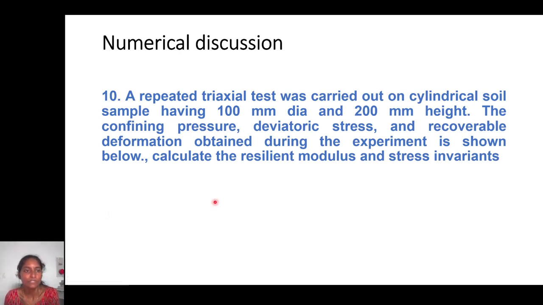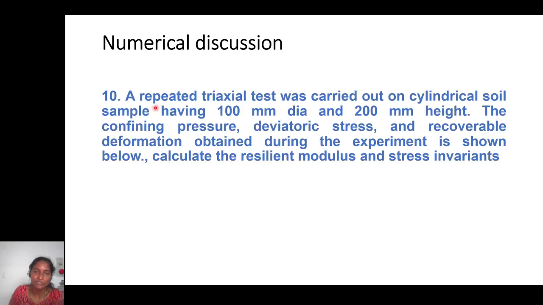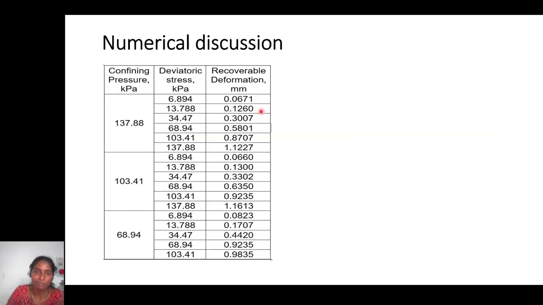The 10th question is, a repeated triaxial test was carried out on a cylindrical soil sample having 100 mm diameter and 200 mm height. The confining pressure, deviatoric stress and recoverable deformation obtained during the experiment are shown below. Calculate the resilient modulus and stress invariant. So if you can see the data given here, they have mentioned the dimensions. You can see 100 by 200 mm is the specimen.